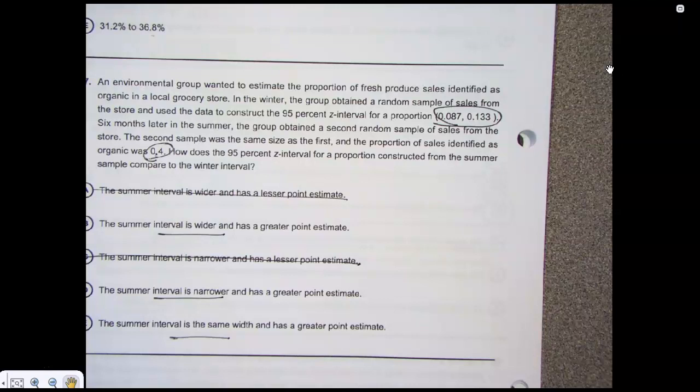That's the reason we use 0.5 also, because it gives us the most margin of error. If we don't know it, we use 0.5. So it gives us the biggest margin of error.